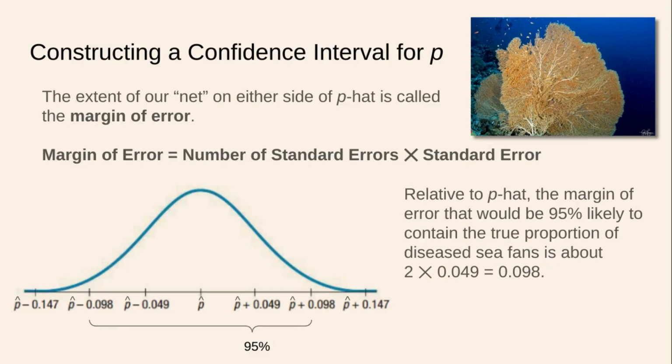Well, if you recall from the 68, 95, 99.7 rule, 2 standard deviations, or in our case, 2 standard errors, away from the mean of the distribution curve on either side would contain 95% of the area. And in statistics, area equals probability. So if we want a 95% chance of catching the true population proportion, we need to proceed 2 standard errors out from the middle of the bell curve. And that interval will be 95% likely to capture the true population proportion.